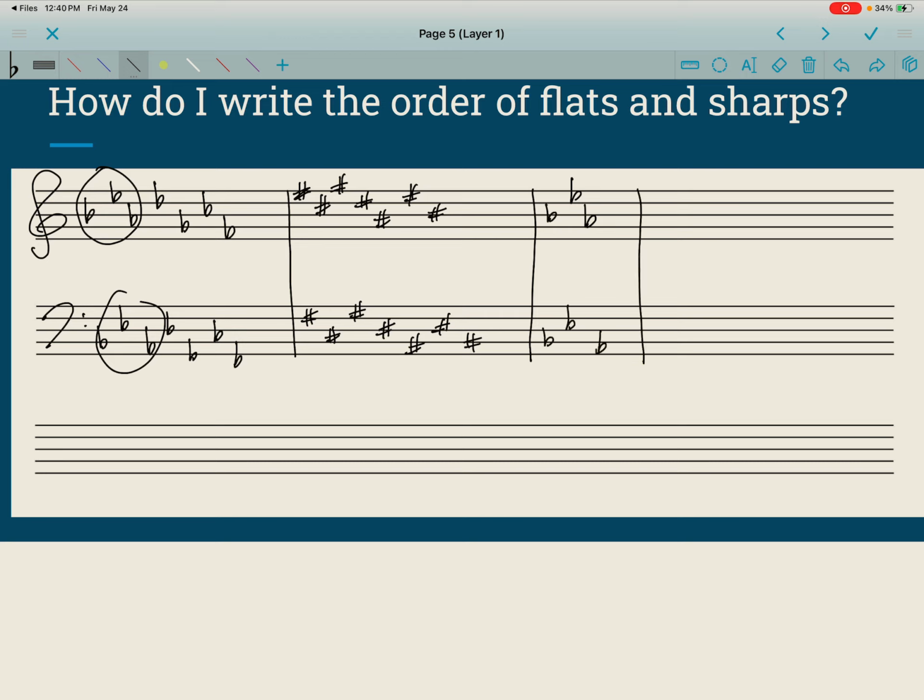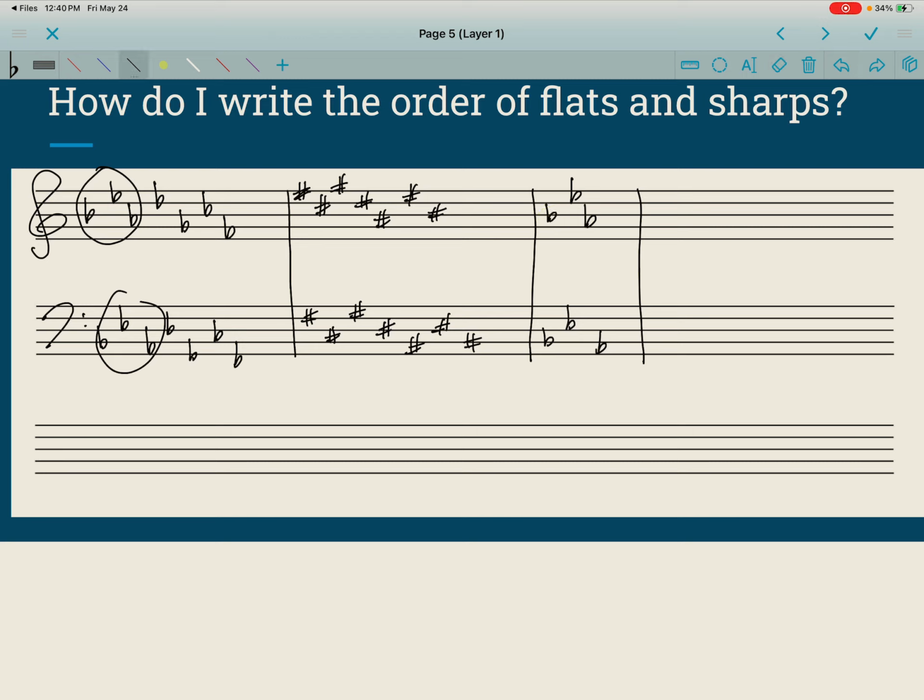Notice that your B flat in treble clef is different. It's up one line from the bass clef line, so everything is centered on the B flat line in the middle line, whereas in bass clef, your B flat is on the second line.